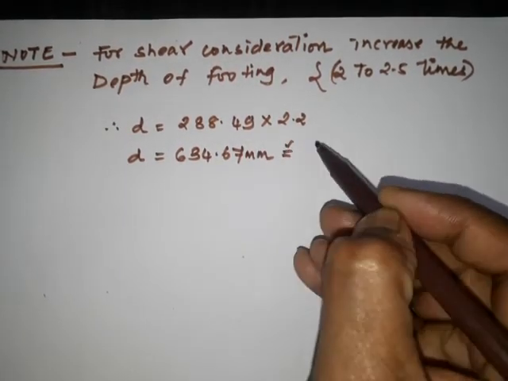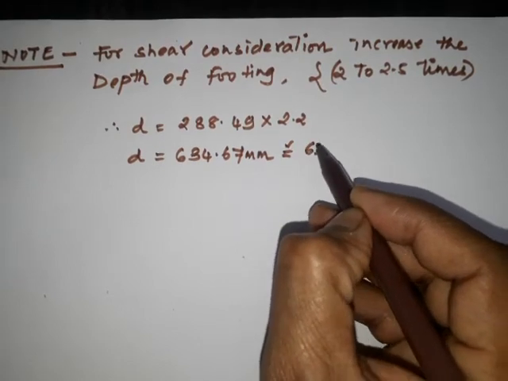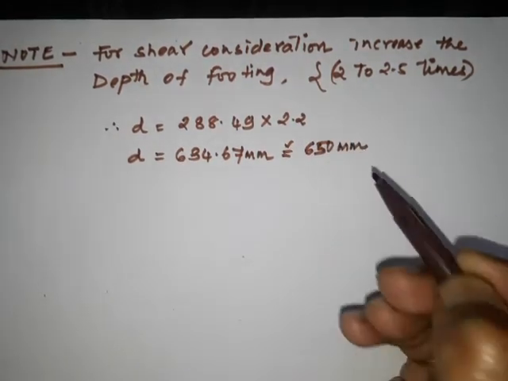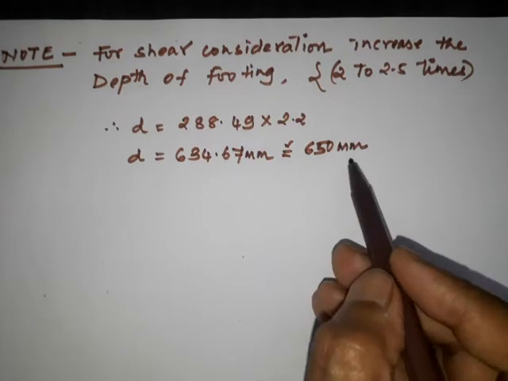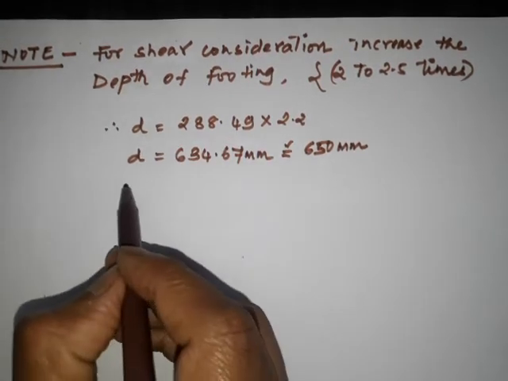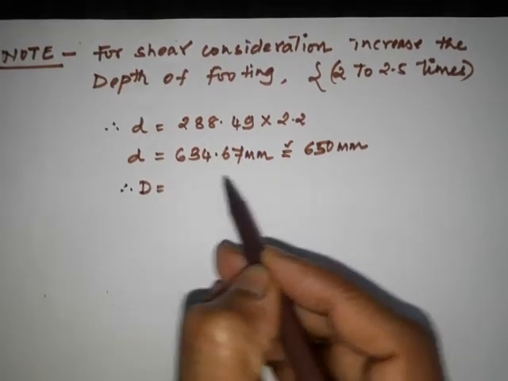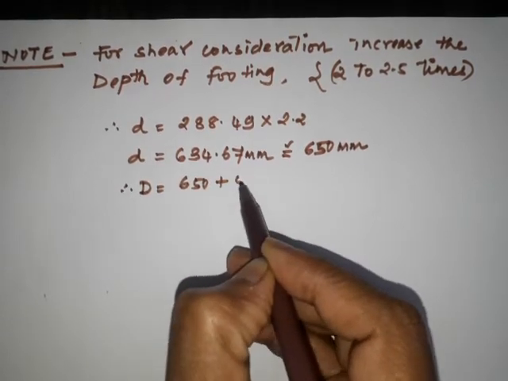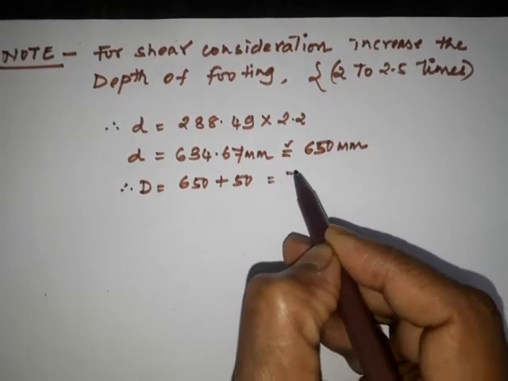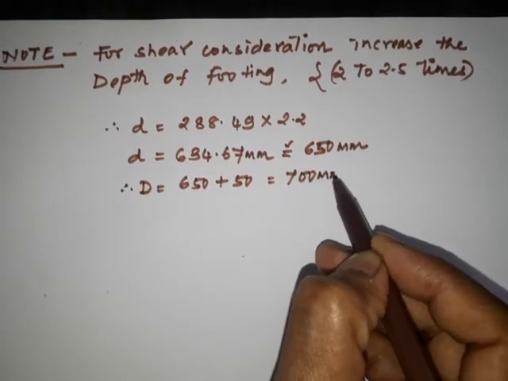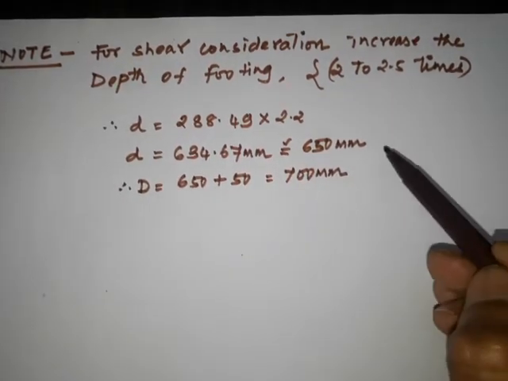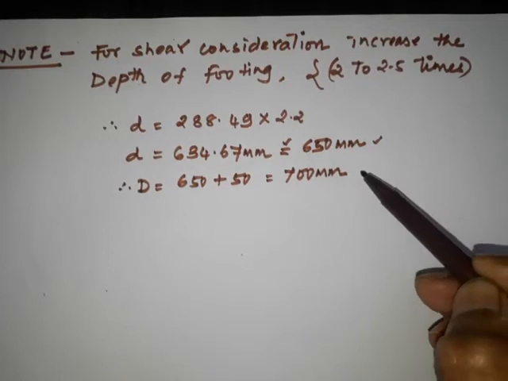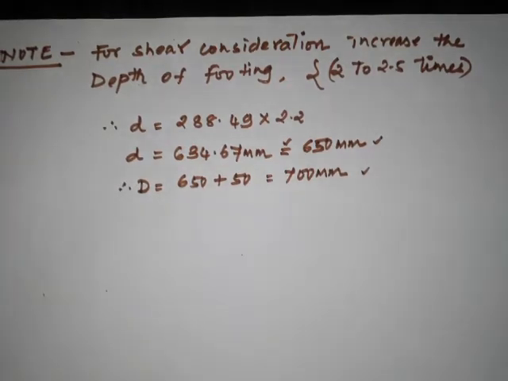So I will round up here. I will make it as 650. Therefore D, by assuming 50 mm cover, 650 plus 50 mm cover, so the total depth I will use is 700 mm. So the effective depth is 650 and the total depth is 700 mm. This is regarding the assumption in the depth.